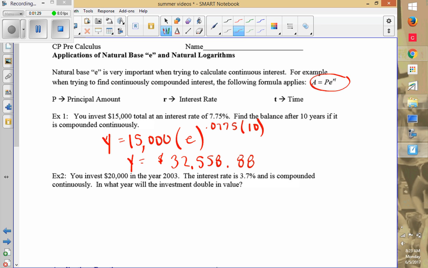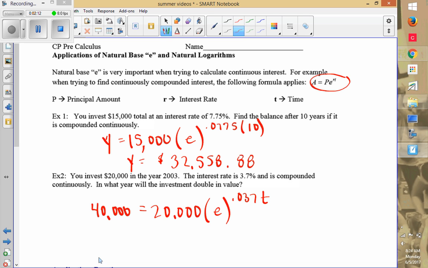Moving on to the next one. So as long as we know 3 of the 4 pieces, we can always find the extra one that we're missing. So in this case, we know a little bit of different information. We still know our principal investment. We know $20,000. We're still going to have e. Our interest rate is 3.7%, so we're going to have 0.037. And we don't know what our time is. We want to know when the investment will double. So if I'm starting with 20,000, I want to know when it's going to be 40,000.